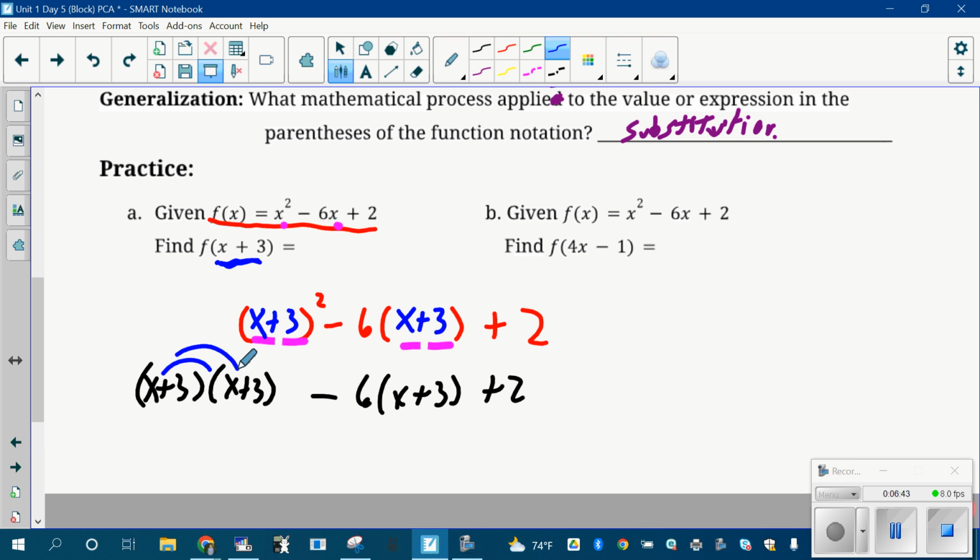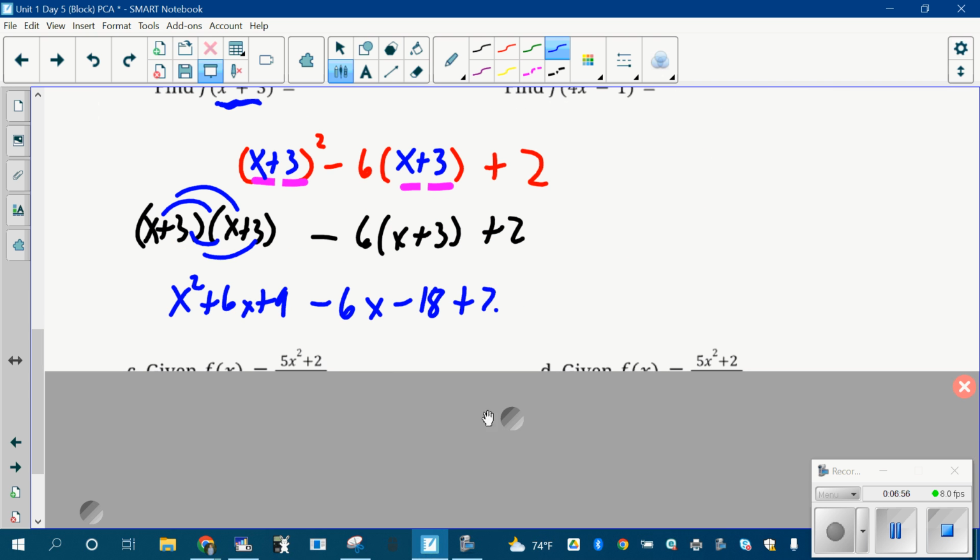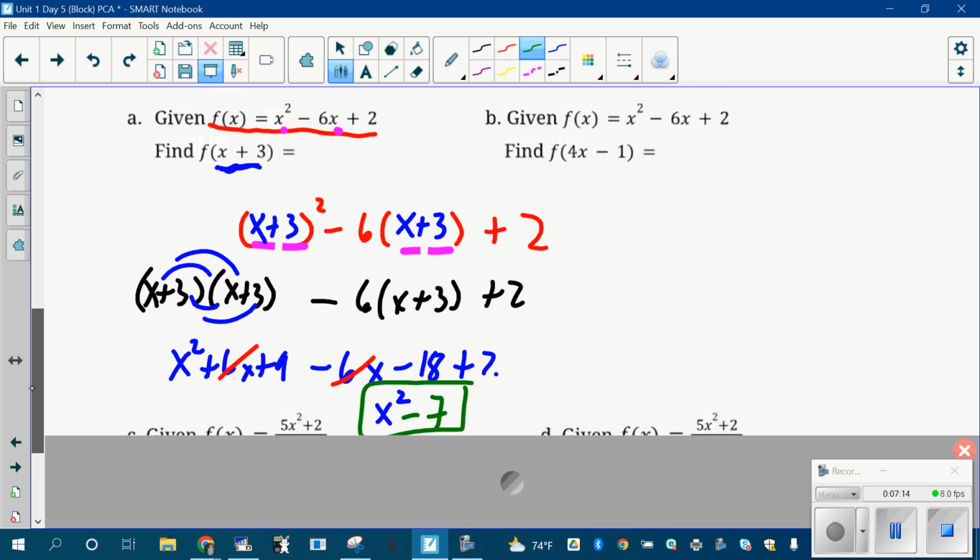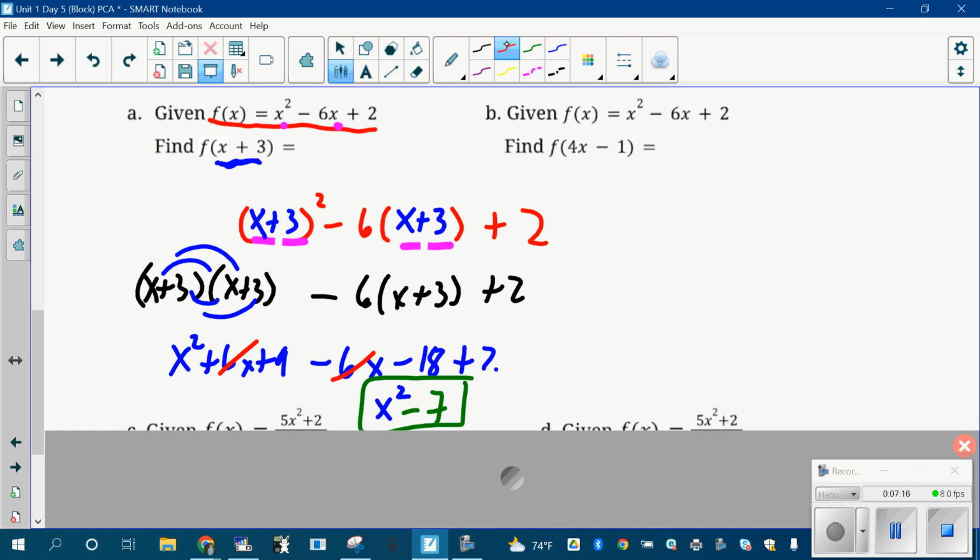Distribute. x squared plus 6x plus 9. Distribute that negative 6. Combine like terms. Minus 9. Negative 9 plus 2 is negative 7. x squared minus 7. When you take f of x and you plug in x plus 3 in the place of x, you get out x squared minus 7.